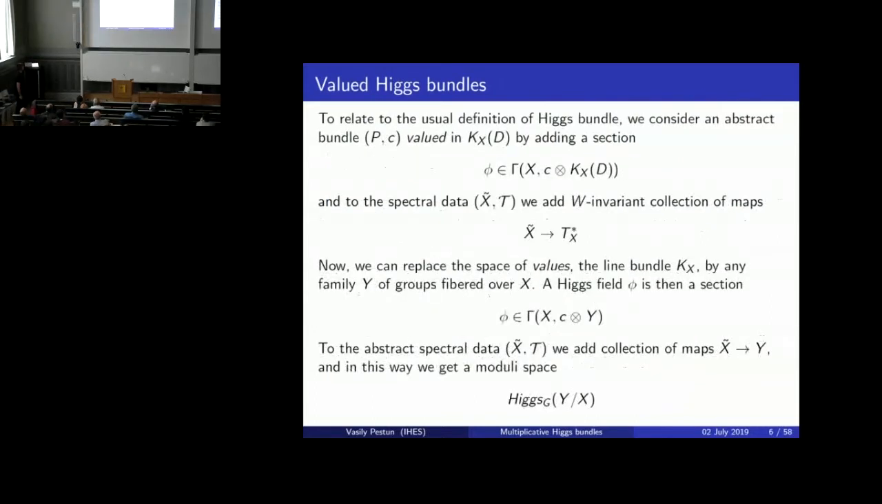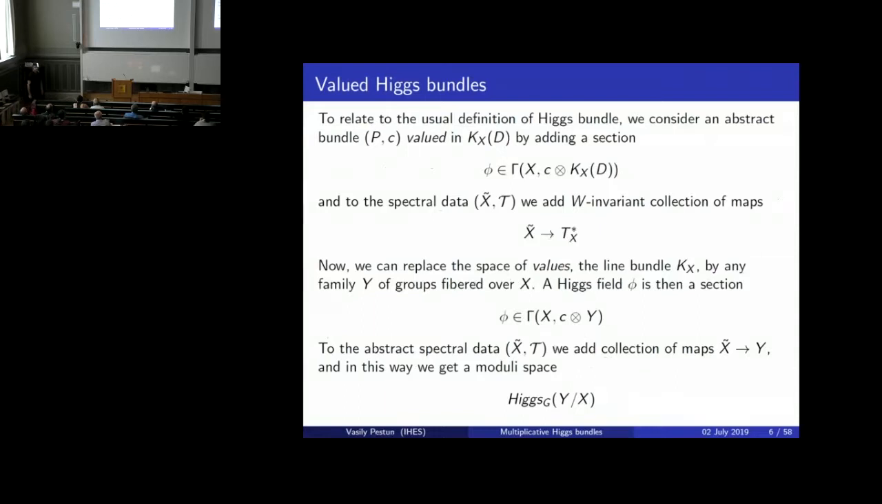And the point of it is that the usual Hitchin system can be viewed as an example of this abstract construction when you take the abstract bundle (P, C) and consider it valued in the canonical bundle K of X by adding a section phi, that's the usual Higgs field of the Hitchin system, and to the spectral data, you add a W-invariant collection of maps from X tilde, from the abstract spectral cover, to the cotangent bundle on X.